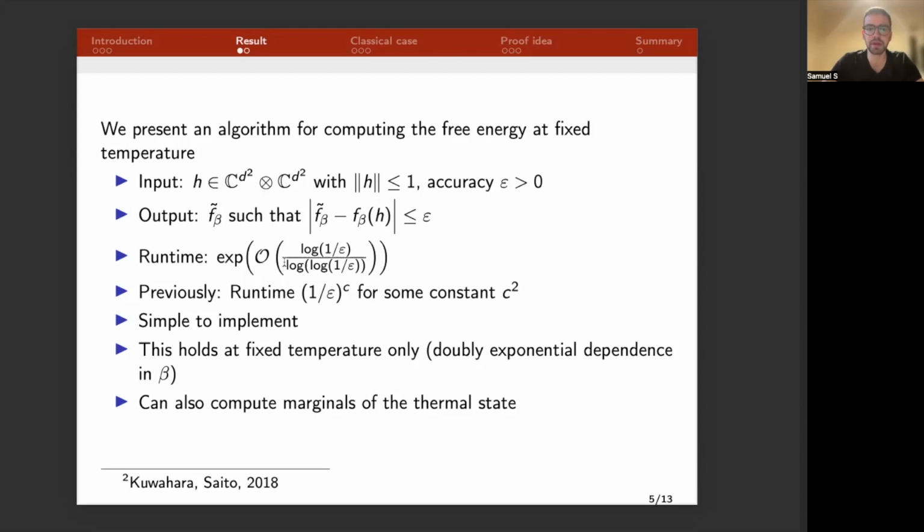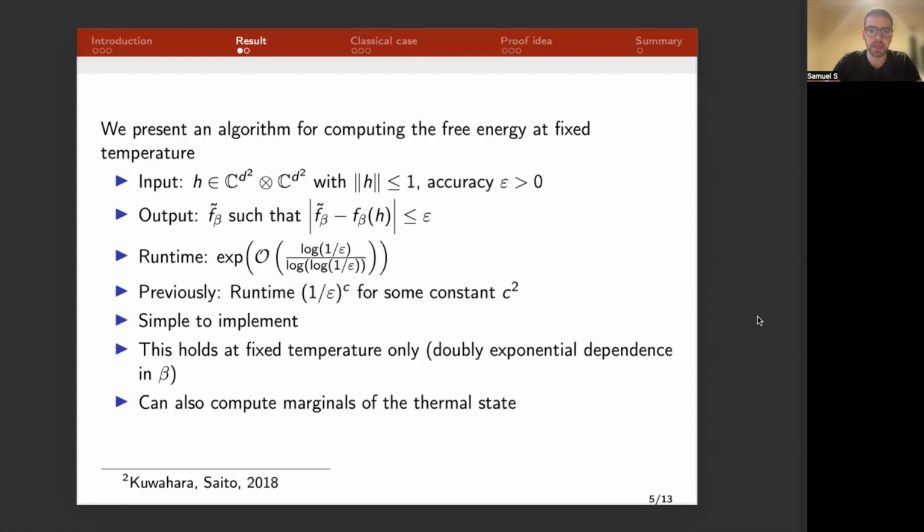This is also the improvement compared to the best previous work for computing the free energy, which has a runtime polynomial in 1 over epsilon, where C is just some fixed constant, even growing quite quickly with the inverse temperature. This is a work from Kuwahara and Saito. An additional advantage of our algorithm is that it's quite simple to implement. We will look at the actual algorithm a bit later, where we can see it's just a very simple linear algebra computation for certain linear maps that you have to write down, which we will consider later.